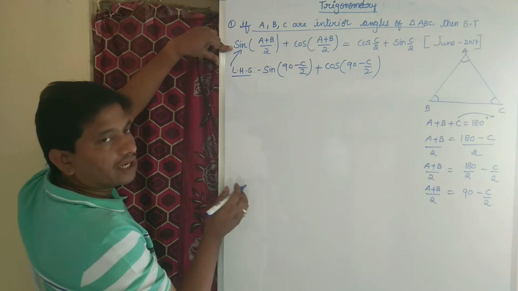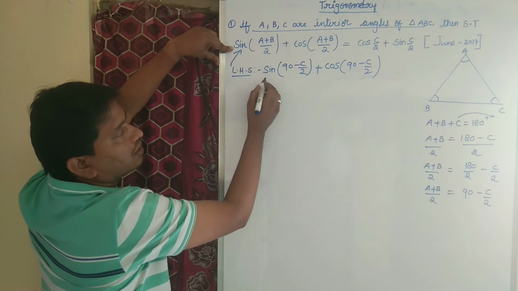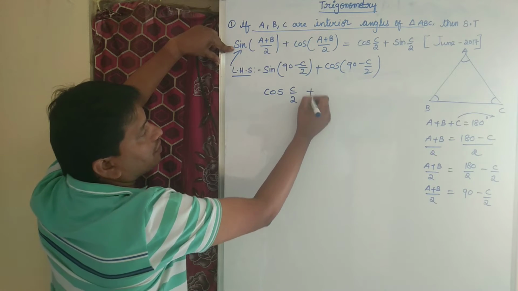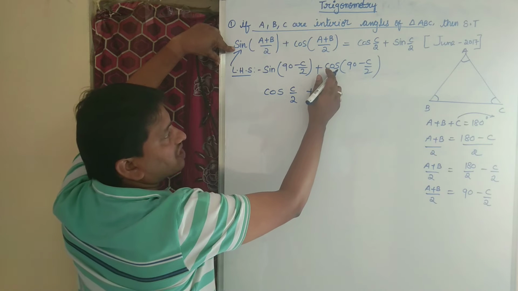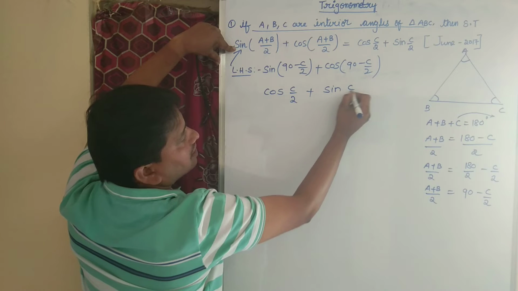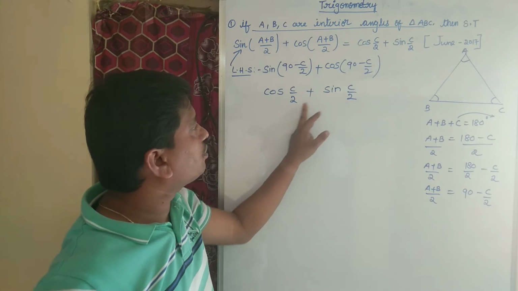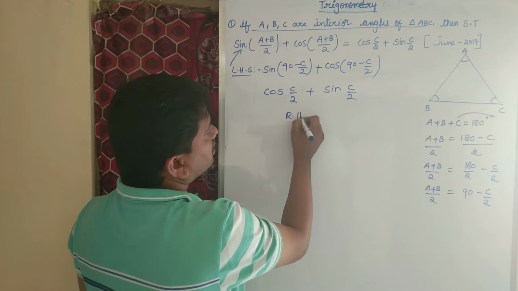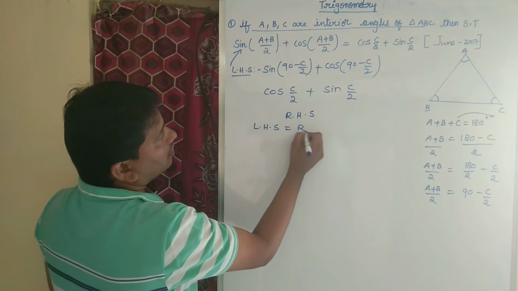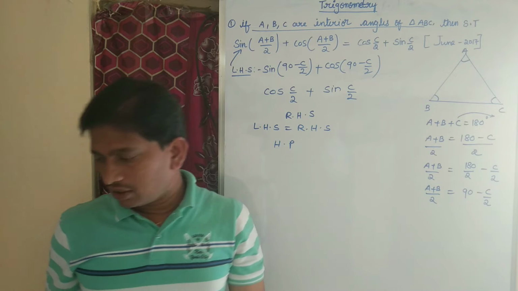So we know that sin(90 minus theta) is nothing but cos theta. So this becomes cos C/2. Plus, cos(90 minus theta) is nothing but sin theta, so sin C/2. Again, what we got, children? We got cos C/2 plus sin C/2. We got RHS. LHS is equal to RHS. Hence proved. Is it clear how we proved?